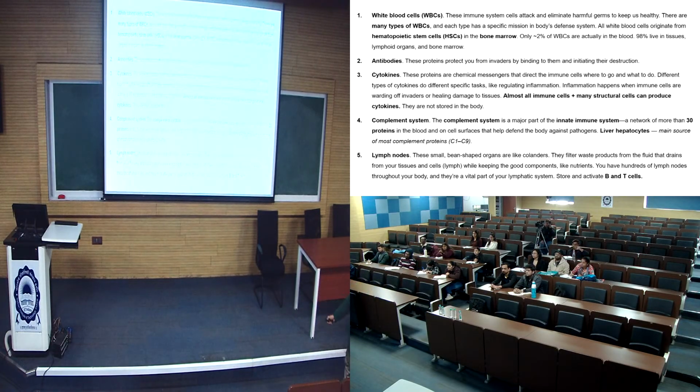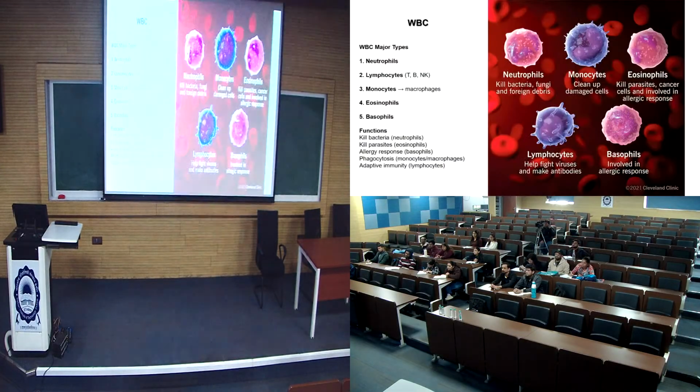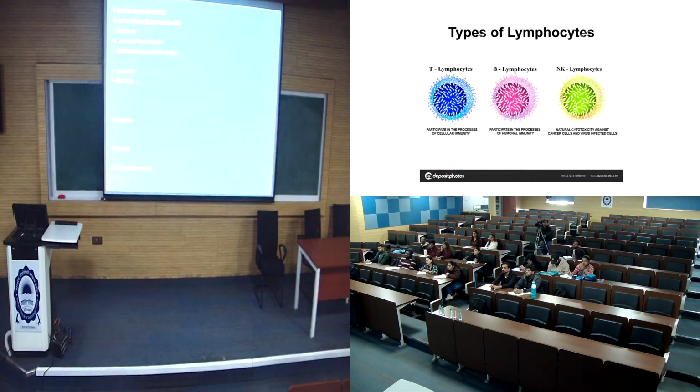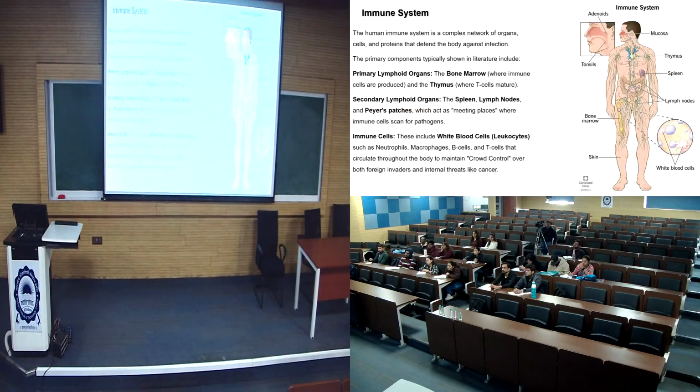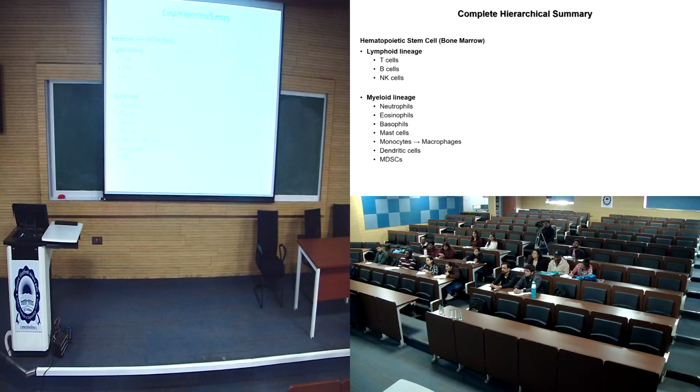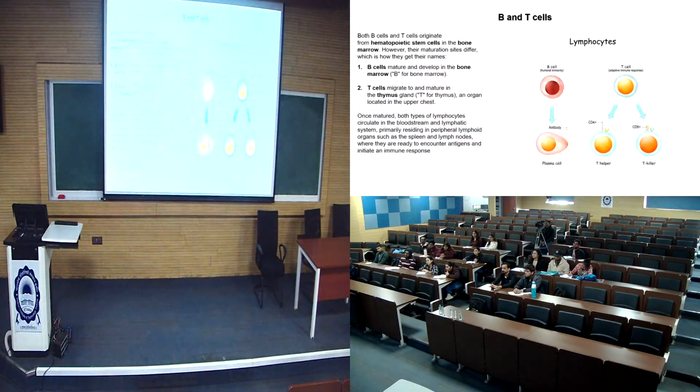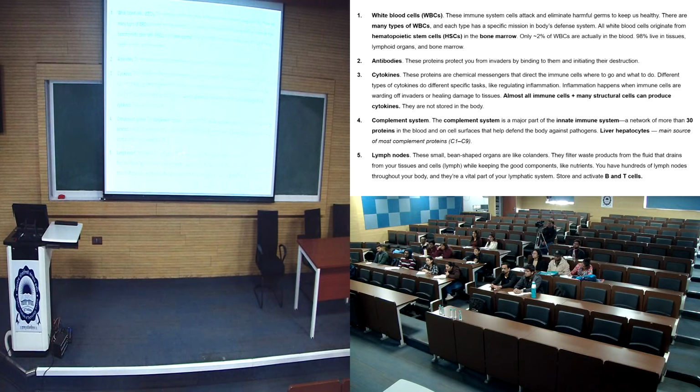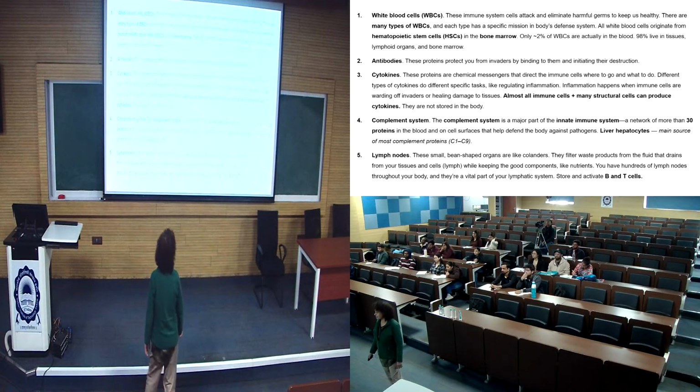Now, lymph nodes are part of the lymphatic system. Look at this picture here. Do you see all these small bean-like structures? These are lymph nodes. Lymph nodes are small bean-shaped organs like colanders to filter stuff. They filter waste products from the fluid that drains from your tissues and cells while keeping the good components like nutrients. We have about 600 lymph nodes on average. They store and activate B cells and T cells.